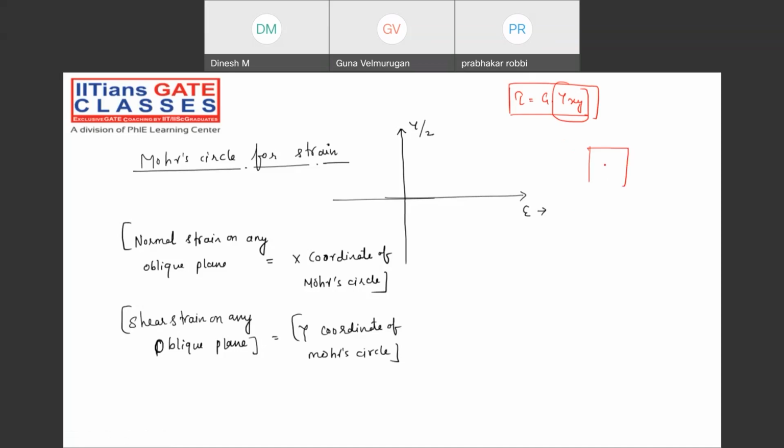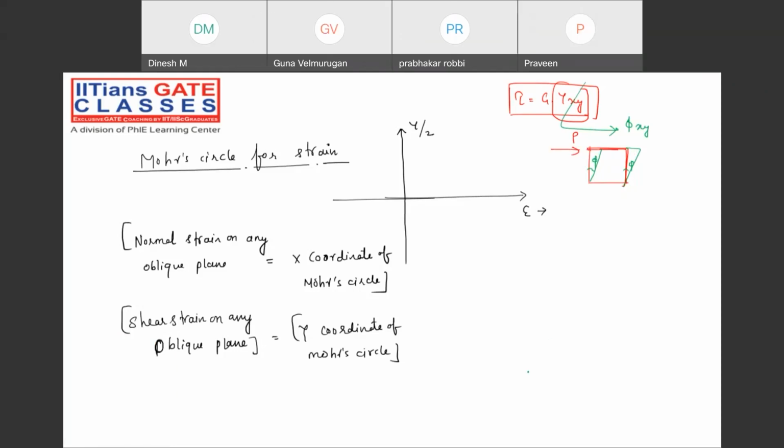Suppose a block is there. Now we apply a shear force, something like this. You know that the block will displace like this by the amount phi. This phi value only we are calling shear strain. Understanding? Please note down. The y-axis will be shear strain by 2. But remember, we need to multiply with 2, because here gamma xy by 2 is there. If you want to get the shear strain, we need to multiply with the 2 value. That's it.